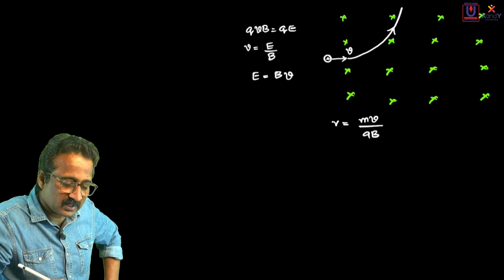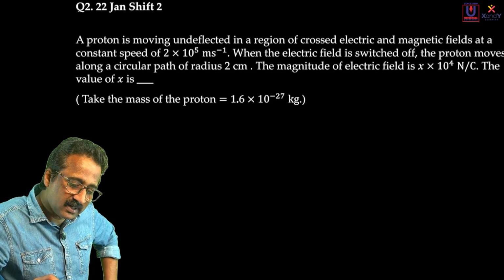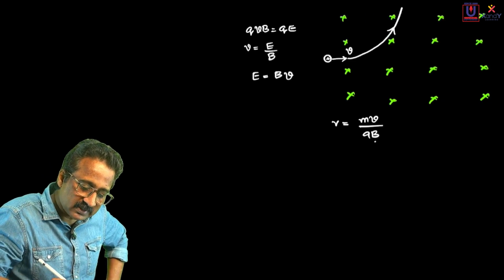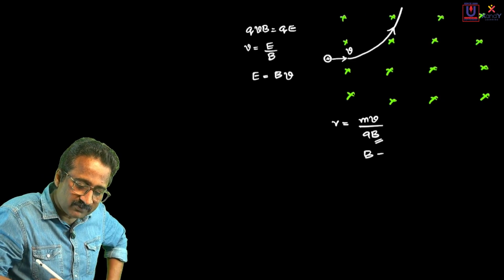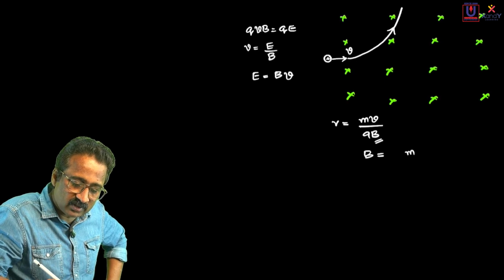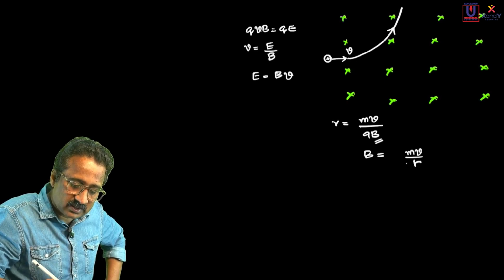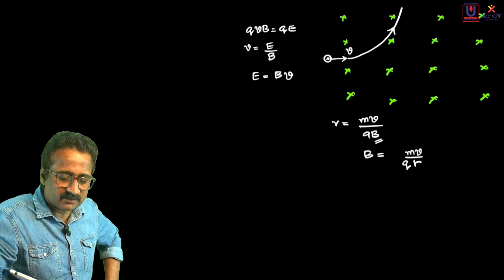So let us do one thing. In fact, the question doesn't have any indication about the magnetic field. So we'll write an expression for B from this. B is given by mv divided by qR. Yes, not R, it is qR. Now it's only a matter of substituting values.